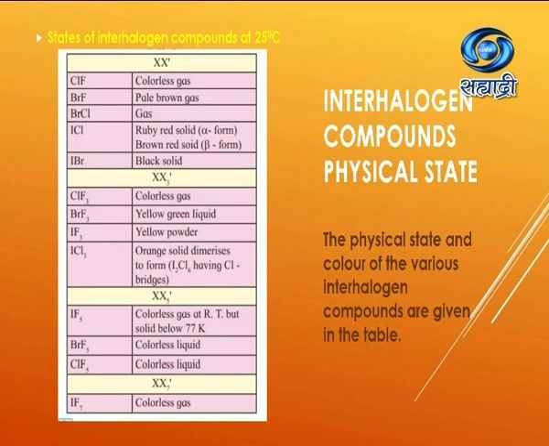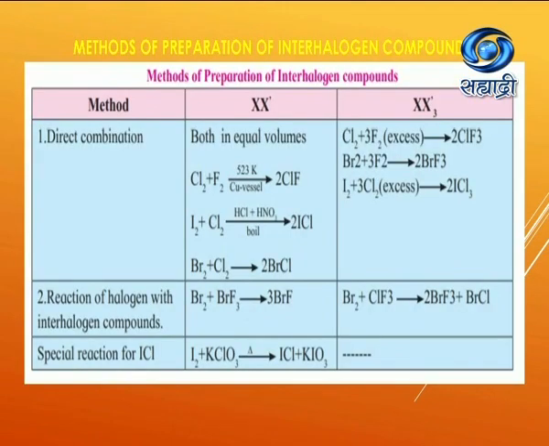So here are the physical states and colors of the various interhalogen compounds. States of interhalogen compounds at 25 degrees centigrade along with their color are given. First chart is of XX' type of interhalogens, then XX'3 type, then XX'5 type, and lastly XX'7 type of interhalogen. Then methods of preparation of interhalogen compounds. So here is the table.